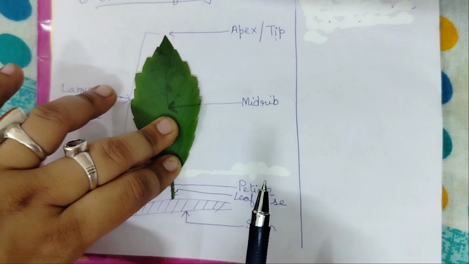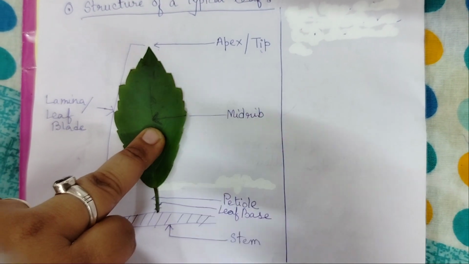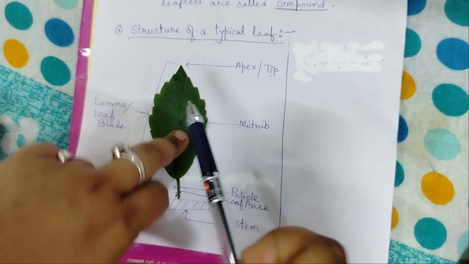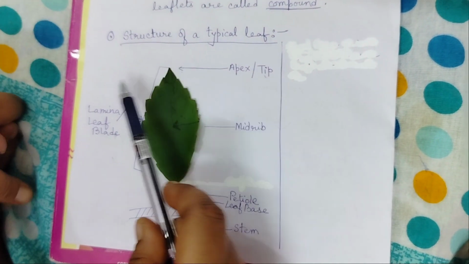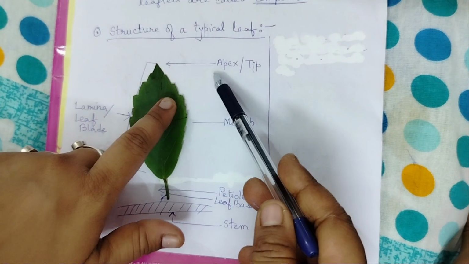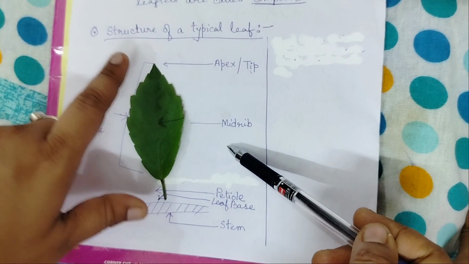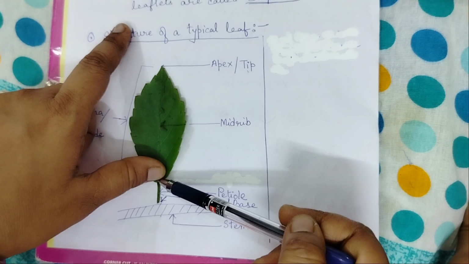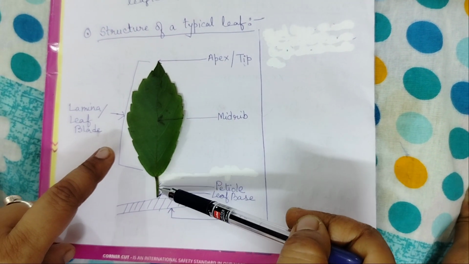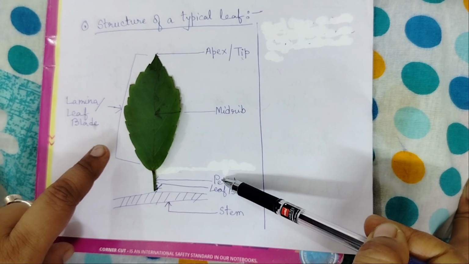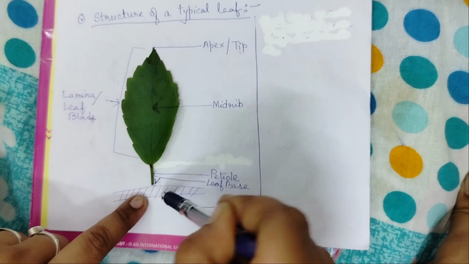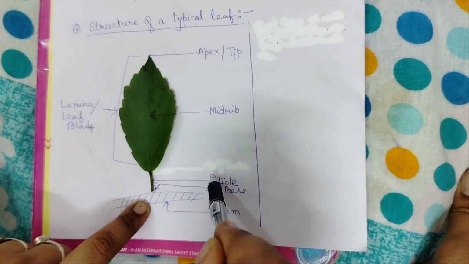So typical leaves, again I repeat these things. A typical leaf consists of the following parts. The main part is lamina or leaf blade. Leaf blade or lamina consists of apex, midrib, and this is the base of the leaf. Next part is known as petiole, and the leaf base, which is the point of attachment of the leaf petiole with the stem.